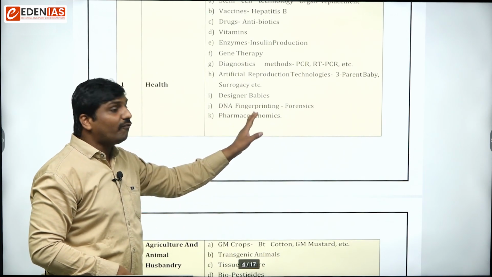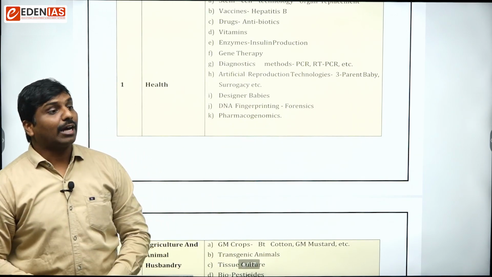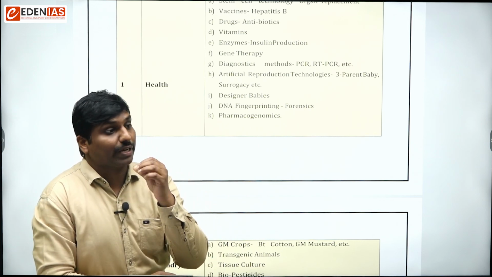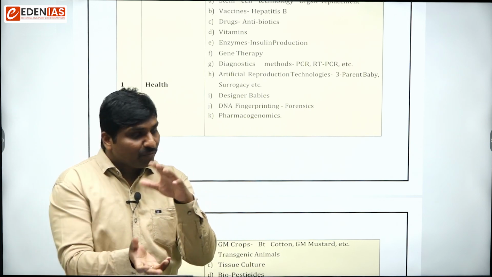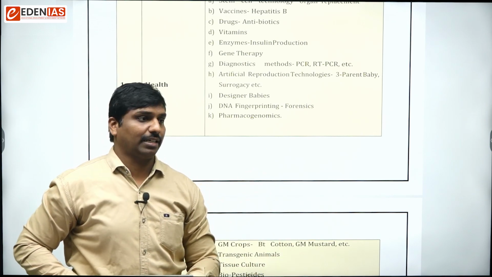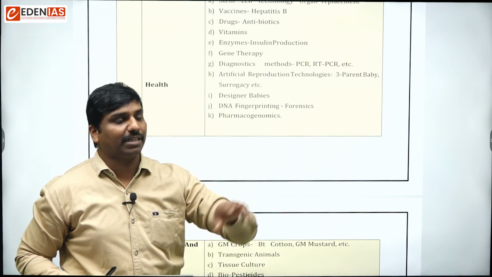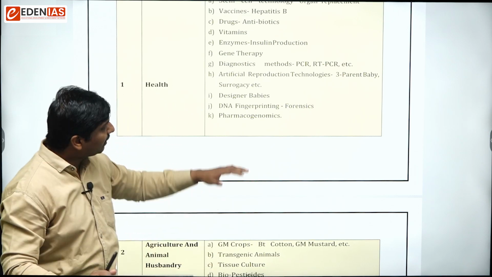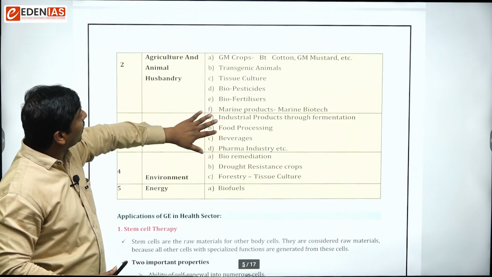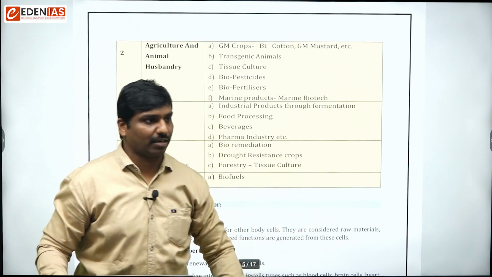Okay, then pharmacogenomics. Pharmacogenomics means we will try to study the genes, and we will try to develop certain pharmaceutical developments, drugs, all those things to treat certain diseases. So in pharmacogenomics also we can use biotechnology. So that is with respect to the health sector.